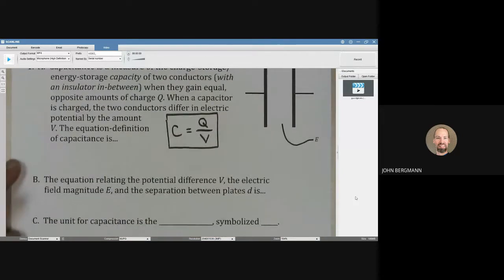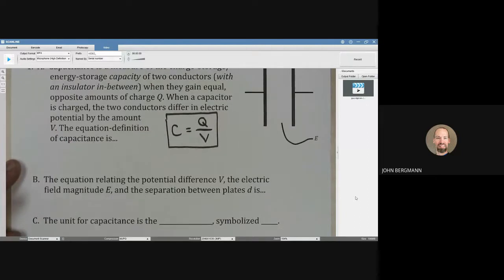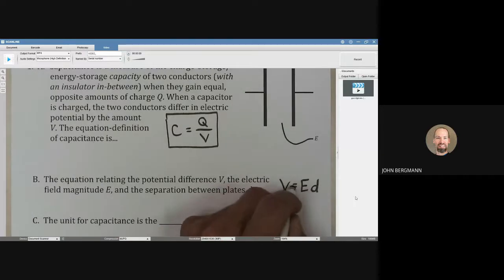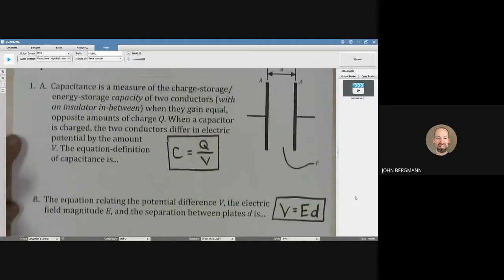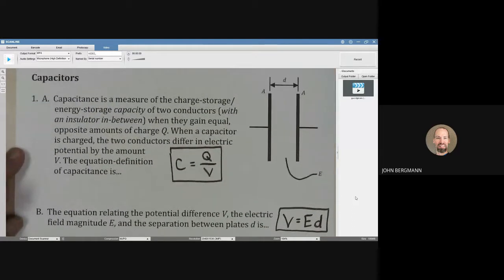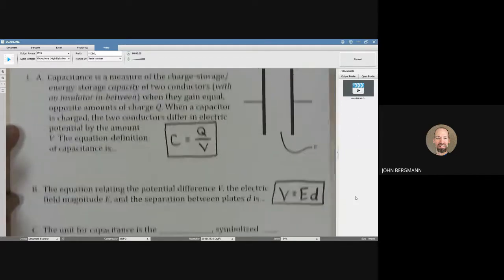Letter B, the equation relating the potential difference V, the electric field magnitude E, and the separation between the plates is right there. The potential difference between the two plates of a capacitor is numerically equal to the strength of the electric field times the separation between the plates, which you can see in the upper right corner there, is marked with a distance d.